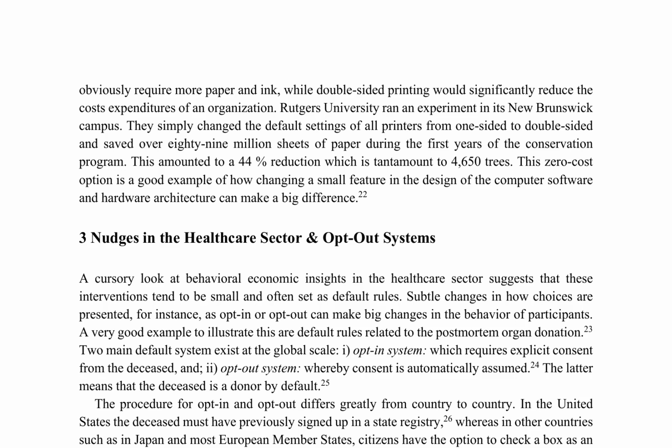Here is a combined summary of pages 5 and 6 of the research paper. Research has shown that small changes in design features, such as default settings, can significantly impact behavior and conservation efforts. For instance, Rutgers University's switch to double-sided printing saved over 89 million sheets of paper, equivalent to a 44% reduction or 4,650 trees. This zero-cost option demonstrates the potential of subtle design changes in making a substantial environmental impact.